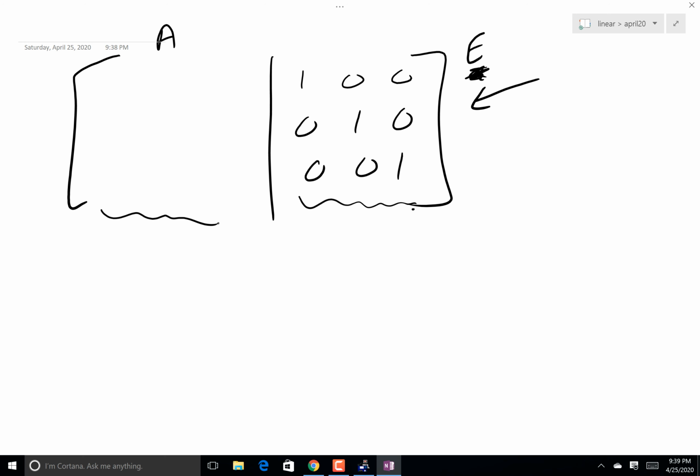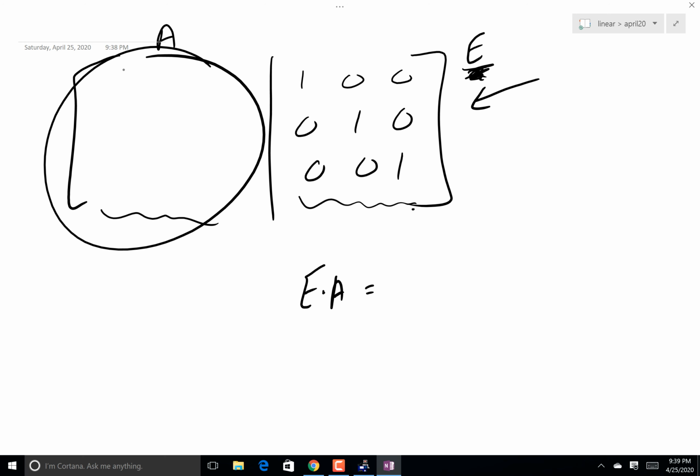Okay? So what we're going to end up with is the idea that if I take EA, this E right here times the A, what do you end up with? Well, we ended up with whatever we got when we did the elementary row operations on here, which was this guy. So what does that say about E? That says that our E is A inverse.